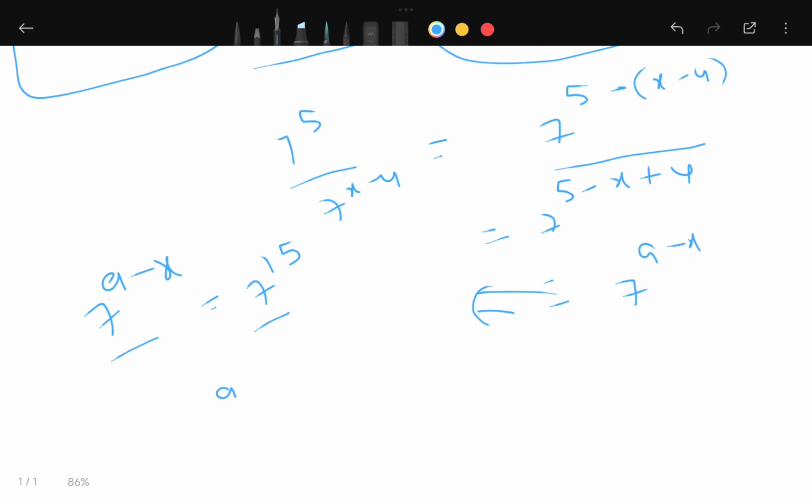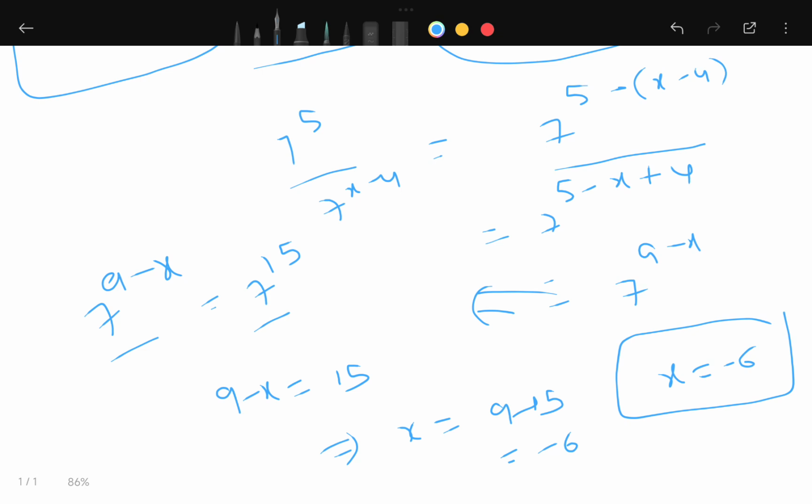Both bases are equal, so powers also need to be equal. If we solve for x, x equals 9 minus 15, which is minus 6. x equals minus 6.